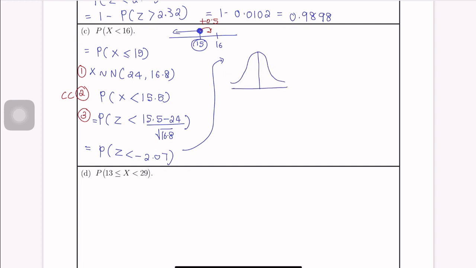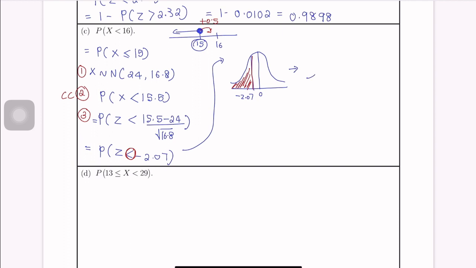So this is the bell-shaped curve, 0, negative 2.07, less than. If you're not sure how to draw or shade the region, look at this sign. This sign shows the region to the left, assuming that is an arrow showing the left side. So from left of negative 2.07, this is the area.